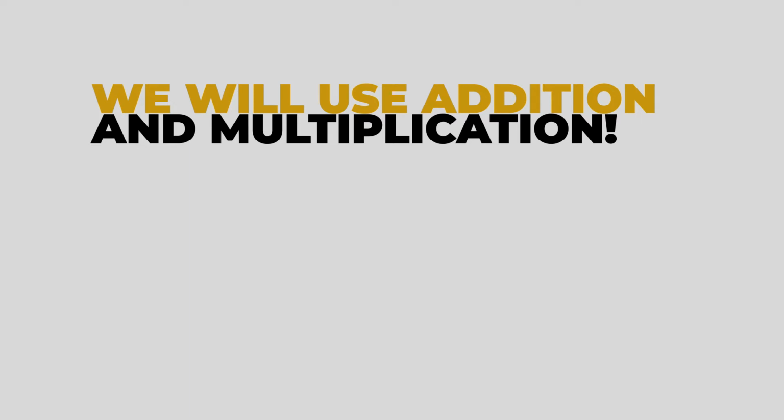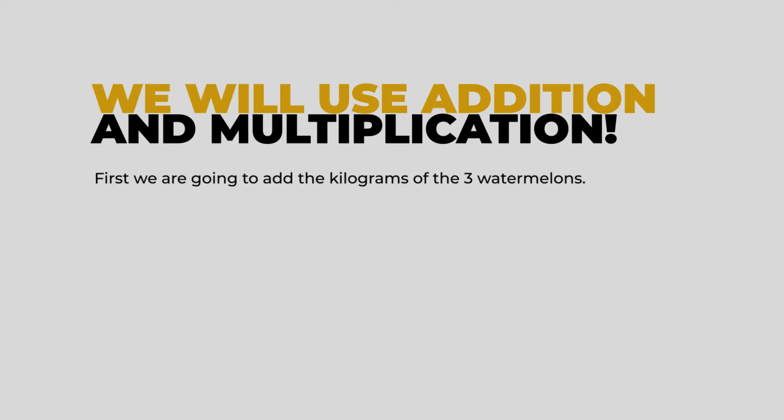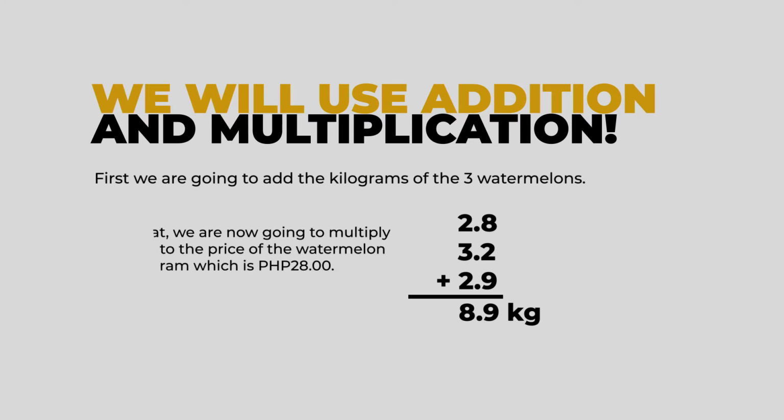Okay, let's solve. First, we are going to add the kilograms of the 3 watermelons. 2.8 plus 3.2 plus 2.9 is equal to 8.9 kilograms. After that, we are now going to multiply the sum to the price of the watermelon per kilogram, which is 28 pesos.